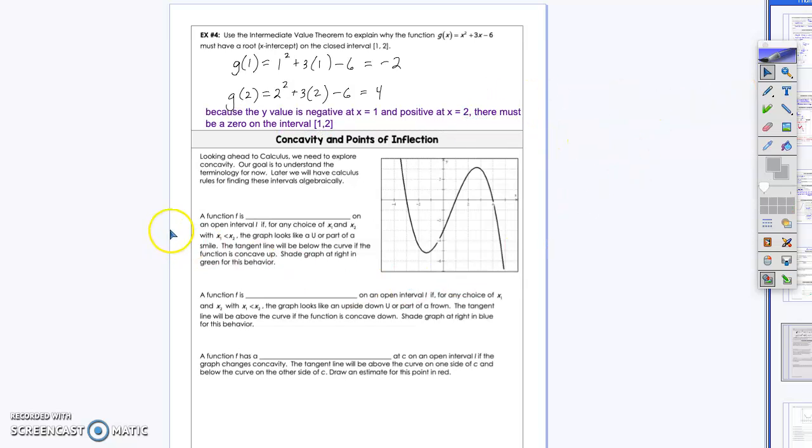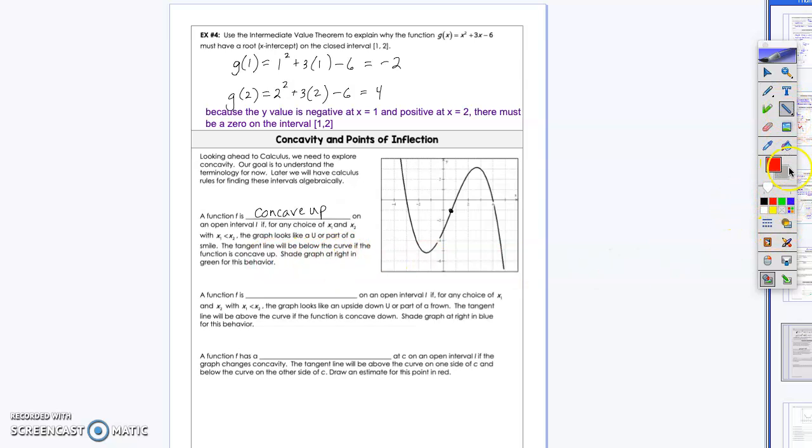Okay, concavity and points of inflection. So looking ahead to calculus, we need to talk about concavity. Our goal today is to understand the terminology for now, and then later we will have calculus rules for finding these intervals algebraically. It says a function f is concave up on an open interval I if for any choice of x1 and x2, with x1 being to the left of x2, the graph looks like a U. So U-shaped is concave up. On this interval, all the way over here until about here somewhere, we're concave up, U-shaped, or we look like a smile.